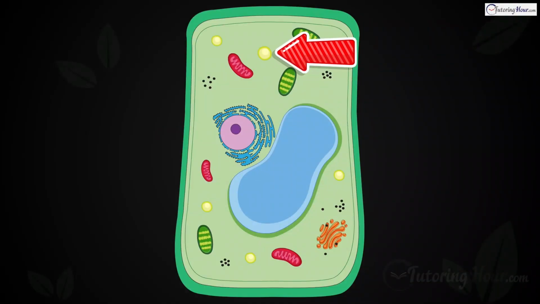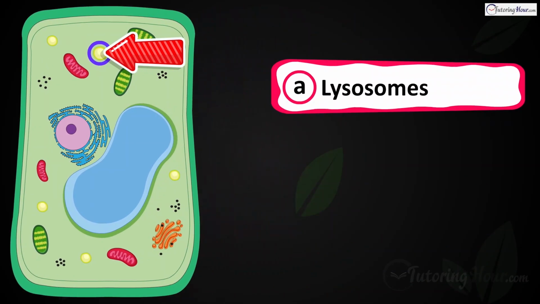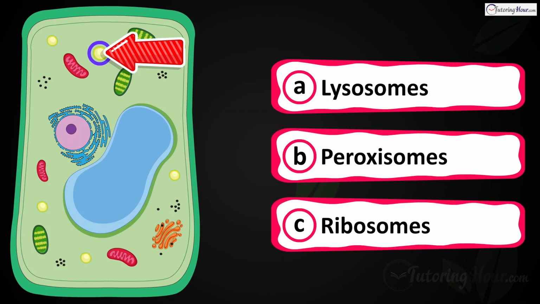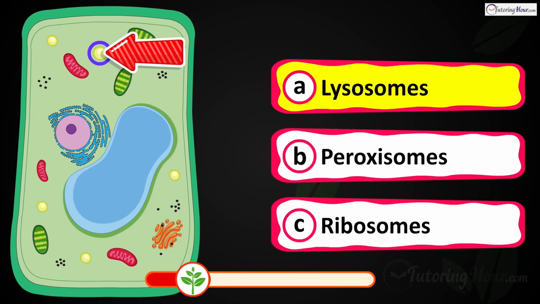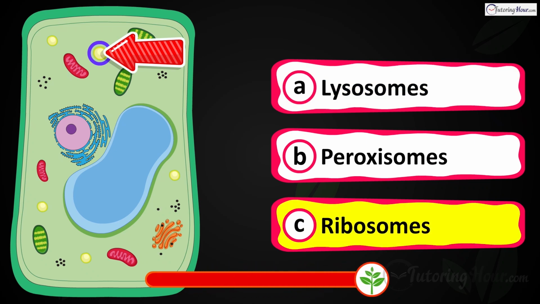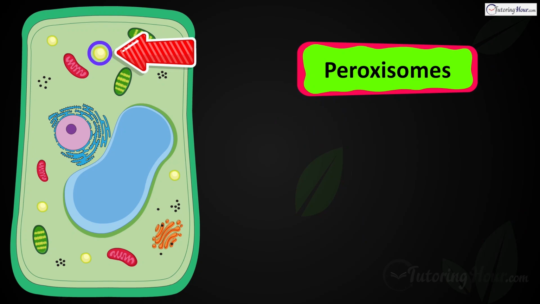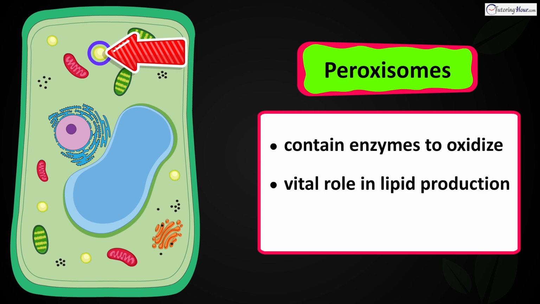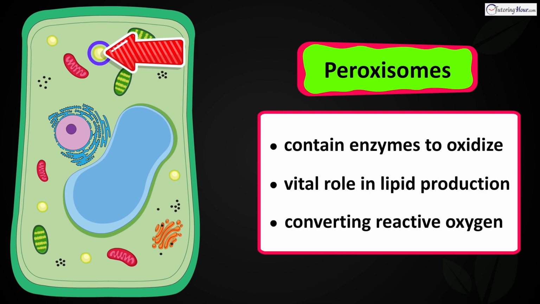Can you identify the highlighted part in the cell? Is it A, lysosomes, B, peroxisomes, or C, ribosomes? The correct answer is the peroxisomes. They contain enzymes to oxidize certain molecules in the cell and play a vital role in lipid production. They are also involved in converting reactive oxygen.